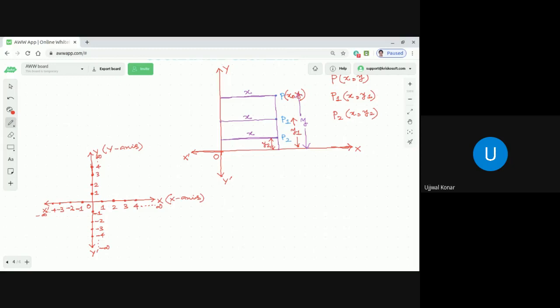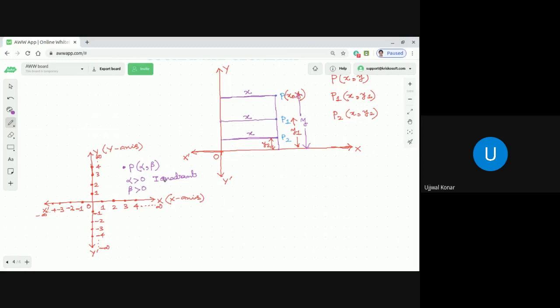Now, if we choose a point in this region where both x is positive and y is positive, what will we get, dear students? If you choose a point here, alpha and beta, alpha will be greater than 0, beta is also greater than 0, correct or not? Do you agree with me? Yes, sir. Here both x and y coordinates are greater than 0. That means, or in other words, both x and y coordinates are positive. So this is known as the first quadrant.